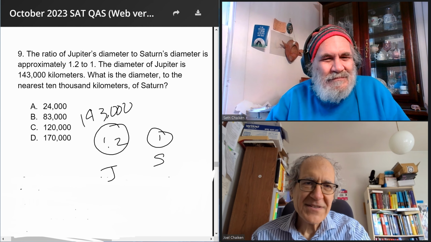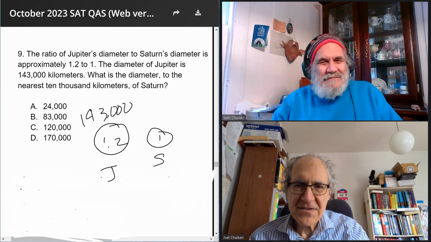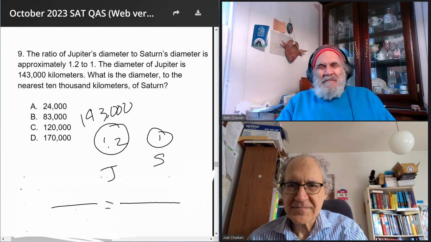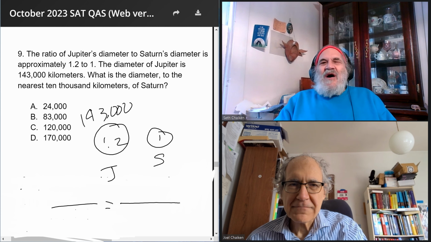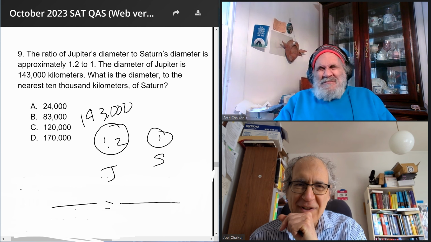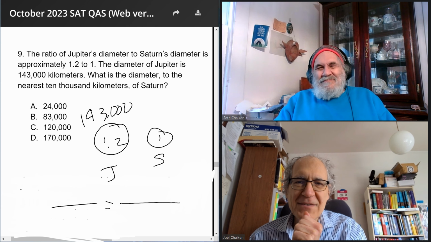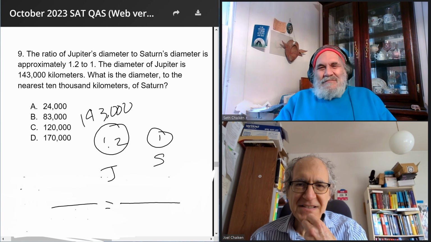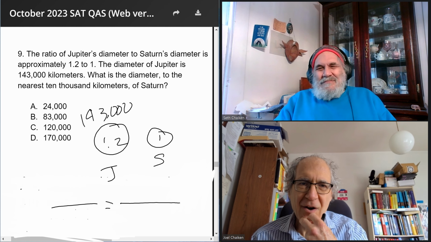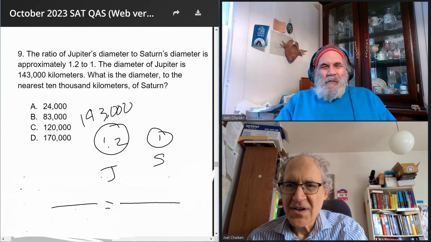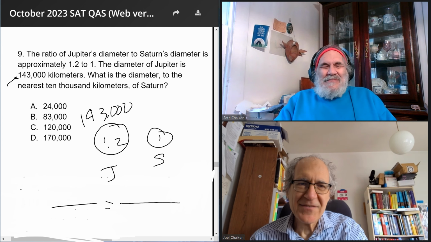So it's a ratio problem, isn't it? But we have to be careful of the units. The shortcut: you either divide or multiply by 1.2. You want a smaller number, so you divide by 1.2. That is really smart. We always ask, is there a way you would do this on the SAT instead of in class? Yes, Saturn is smaller, so this number has to be smaller, so you have to divide by 1.2.